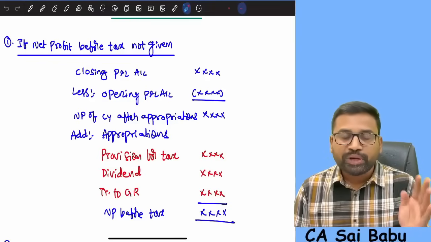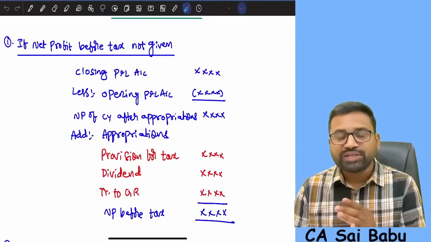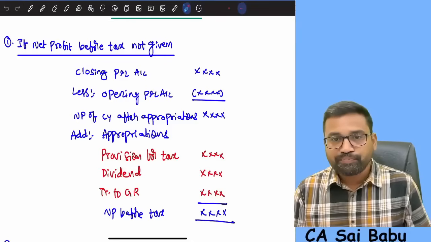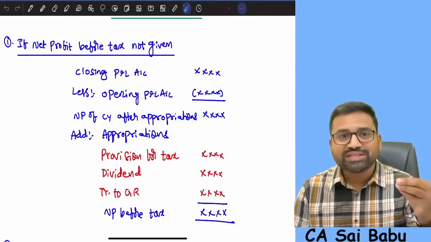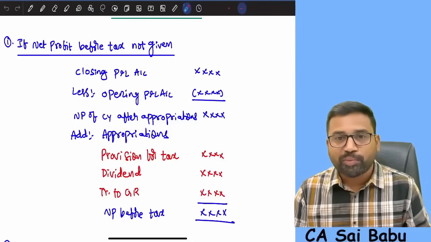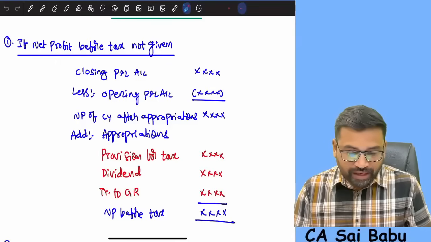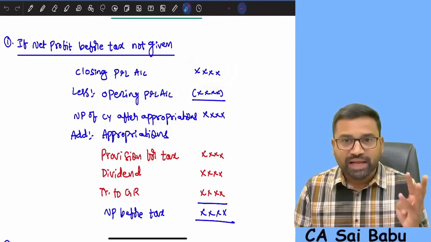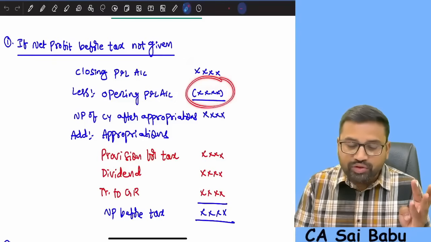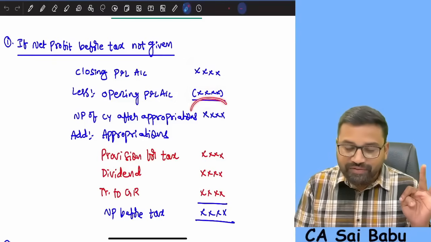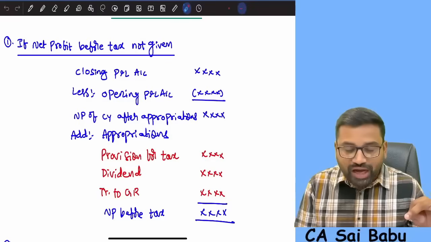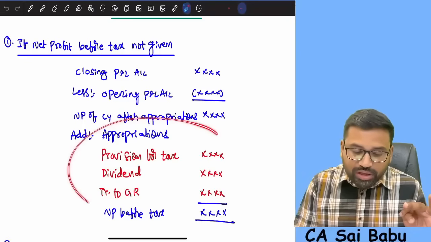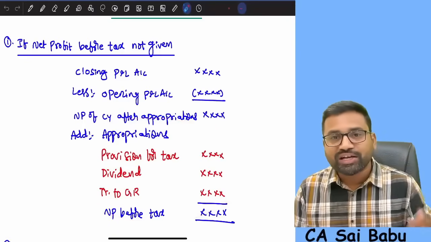They will give you opening balance sheet figures, closing balance sheet figures, and some additional information, but net profit before tax is not available. Then we need to first arrive at this net profit before tax to arrive at cash flow from operating activities. Right? Now, how to arrive at net profit in this case? First, take the closing P&L account balance, then reduce the opening P&L balance. The difference is nothing but current year net profit after appropriations. From the current year net profit, add back what are all the appropriations you have done.